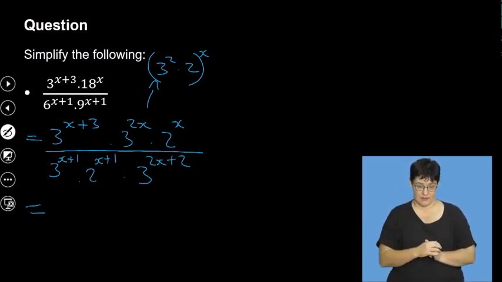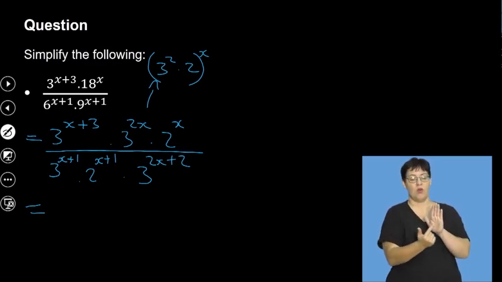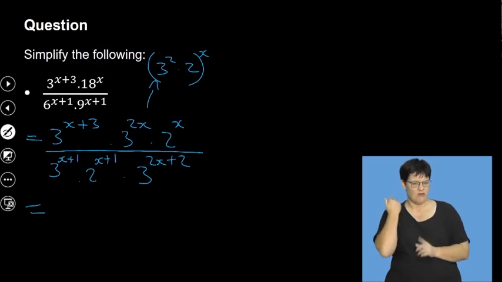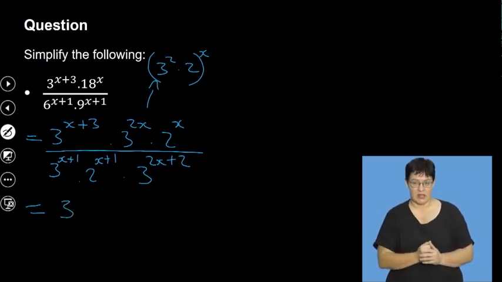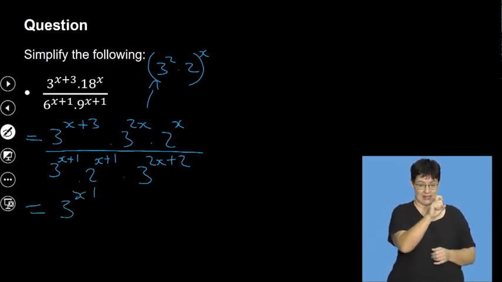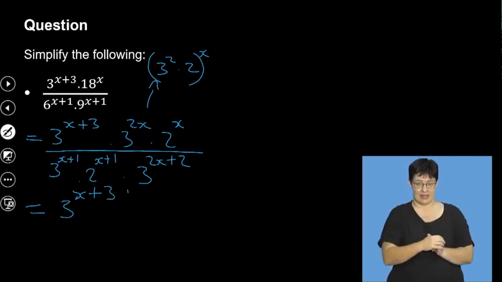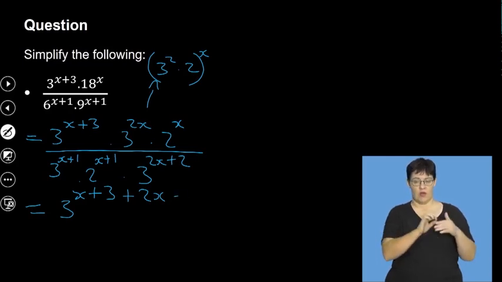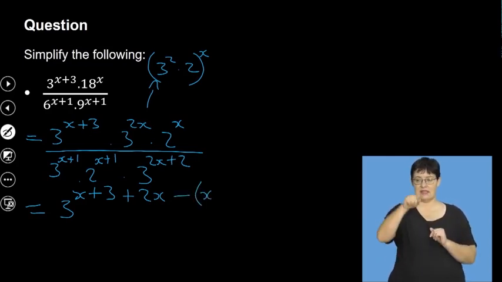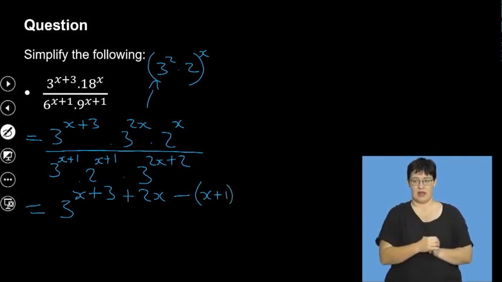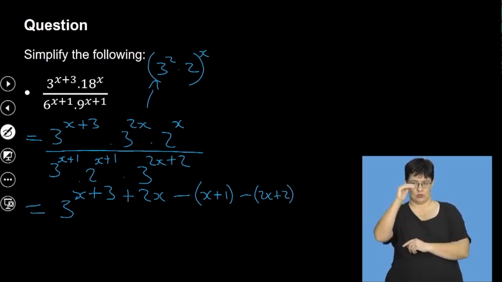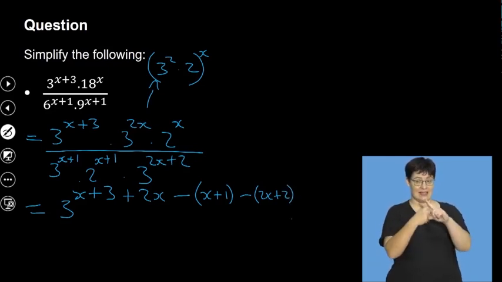Then from here, I will apply the laws all at the same time now, because with the previous one I showed you how you can do it so that you understand it. So this will be 3 to the exponent of x plus 3, then plus the 2x, right? That's what is at the top. What is at the bottom, I must subtract, which is minus the x plus 1, and then minus again the 2x plus 2, right? And then multiply this by 2.